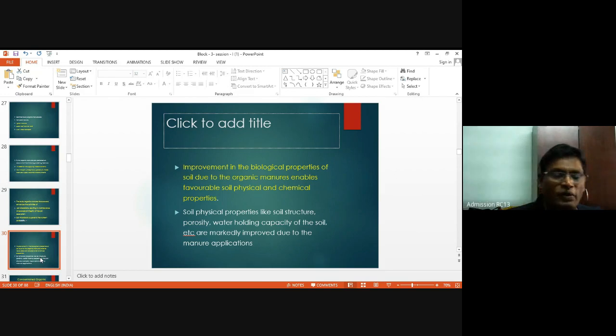See, when we apply synthetic or chemical fertilizers to increase crop yield, it has a negative impact. Of course, it will give production, it will give yield, but it has its own negative impact. Whereas in the case of organic manure, which we apply to the crop field, it enhances the soil property. That means the soil structure is very important to retain the soil quality, and the water holding capacity of the soil will be more when you apply organic manure.